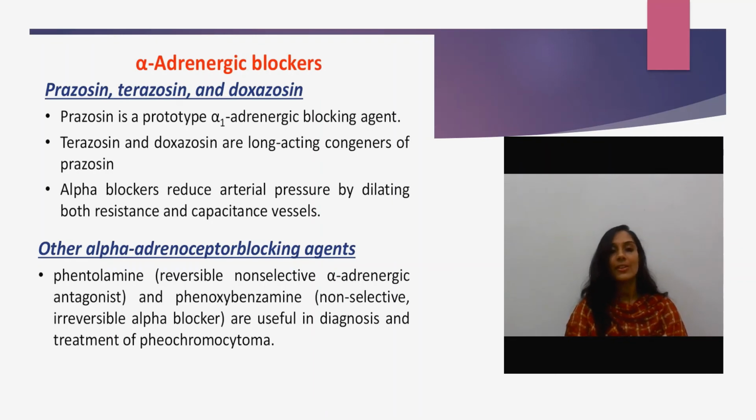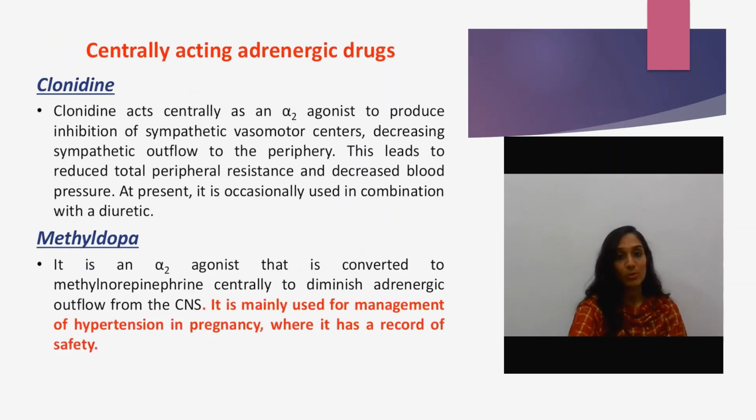The next is alpha adrenergic blockers, that is prazosin, terazosin, doxazosin. Prazosin is a prototype of alpha-1 adrenergic blocking agents. These alpha blockers reduce arterial pressure by dilating both resistance and capacitance vessels. Then other alpha adrenergic blocking agents are phentolamine and phenoxybenzamine, which are useful in diagnosis and treatment of pheochromocytoma.